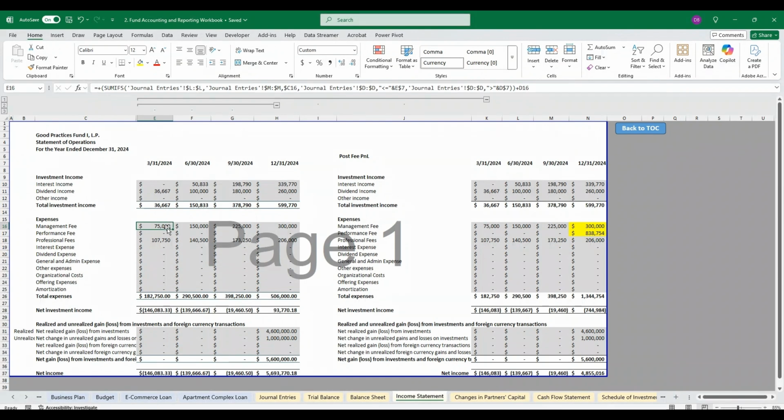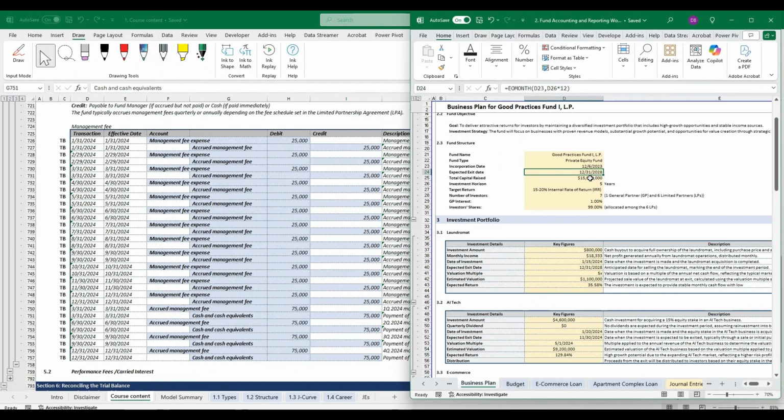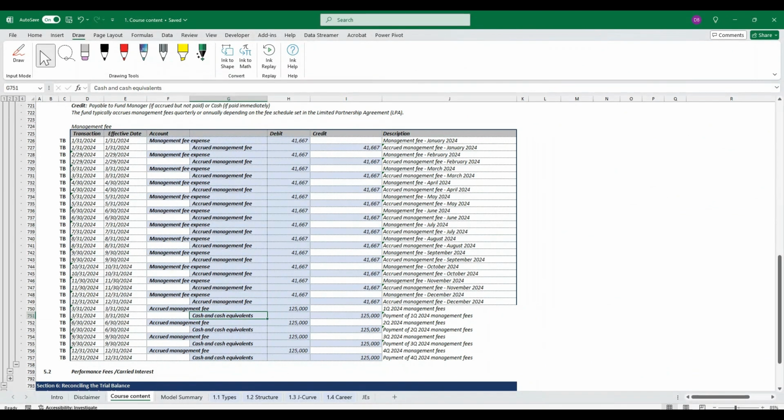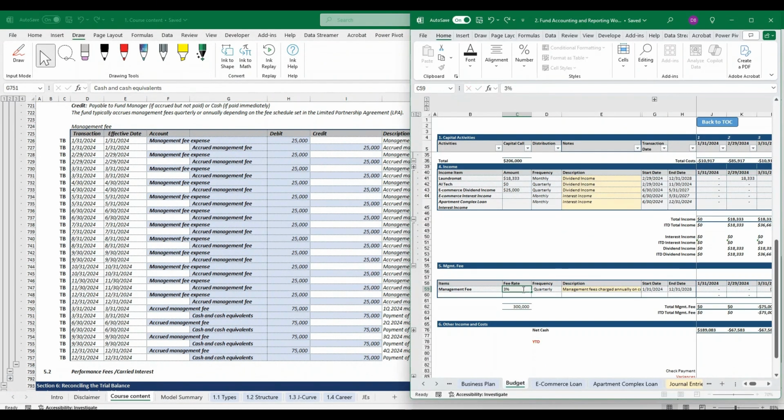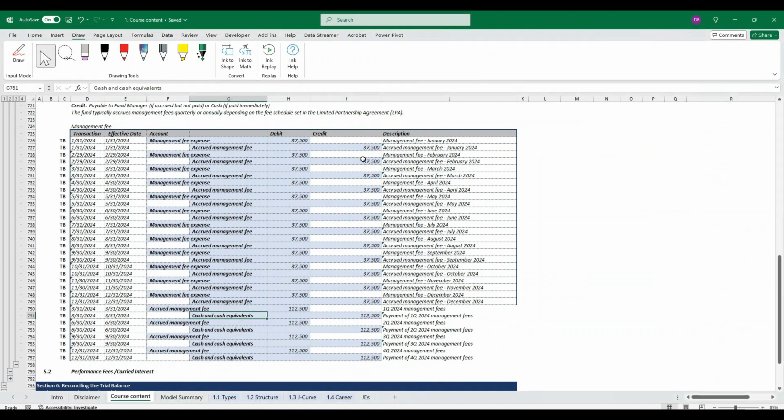We would have management fee $75,000 year to date as of the first quarter. That is $25,000 times 3. Then this is the year to date as of 6/30, the management fee amount. Right now, we set up the $15 million commitment. If we change the commitment to be $25 million, this fee will be changed too. If we change the rate to be 3%, the amount will be changed as well. So this is how we set up the model.